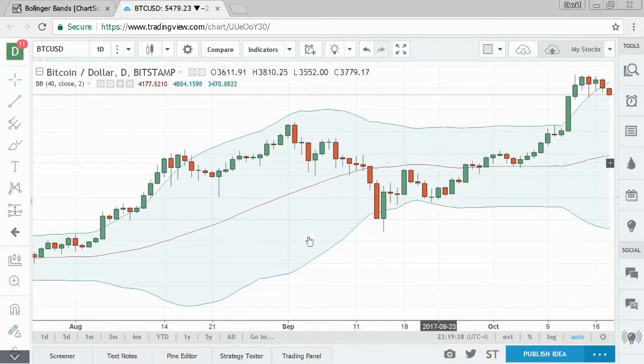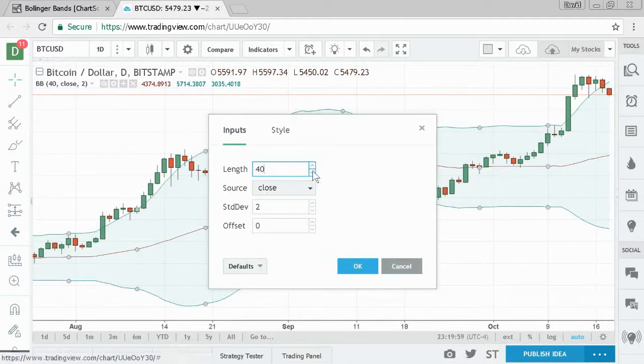All right, now this is very wide. You're not going to get as many signals if you widen them out by increasing the number in the settings. But it could run further though. If you like fewer signals but bigger runs, then maybe you could widen them. All right, if you want, click on the little gear there and make them narrower.